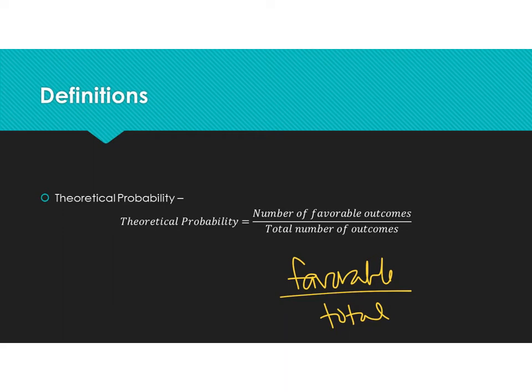But favorable, I want to touch on this here real quick. Favorable is what you're trying for. So maybe favorable is, what's the probability I'm not going to land on a 5? So then everything but 5 becomes favorable.